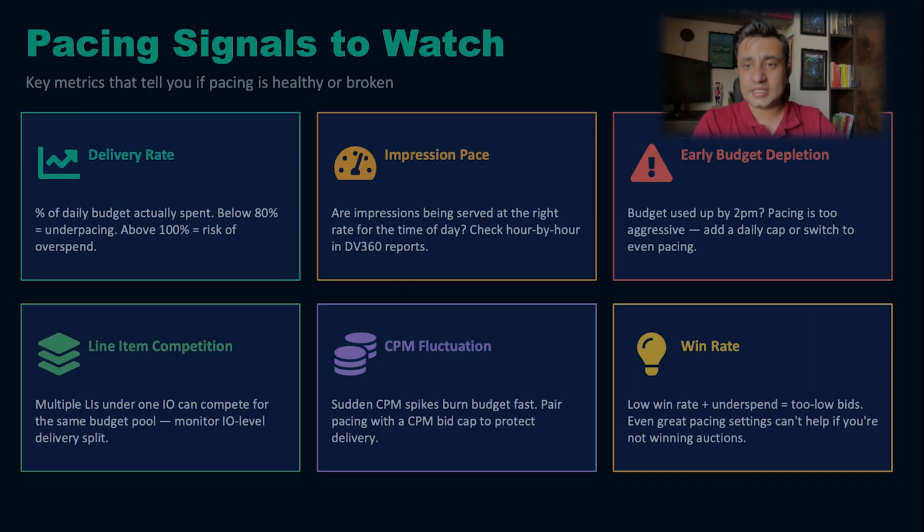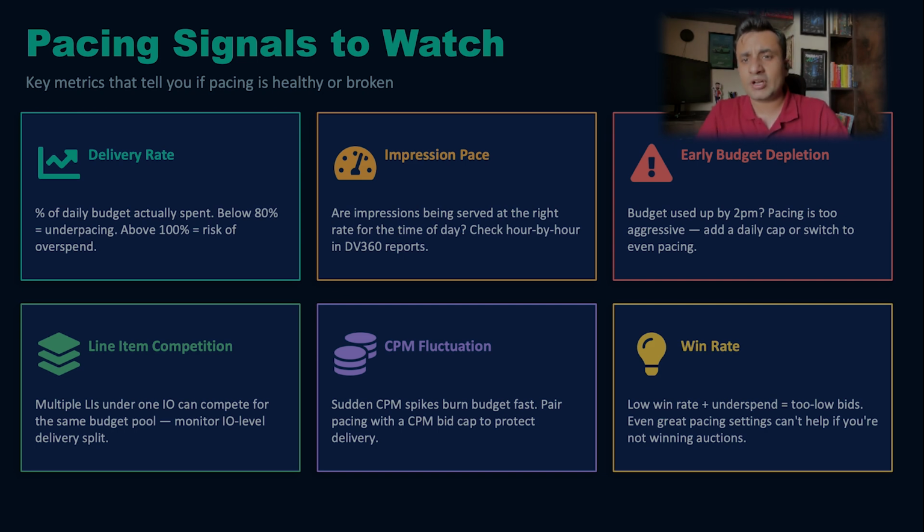Now, pacing signals to watch. Key metrics that tell you if pacing is healthy or broken. First is delivery rate: the percentage of daily budget actually spent. If it's below 80%, it's under pacing. If it's above 100%, you have a risk of overspending.